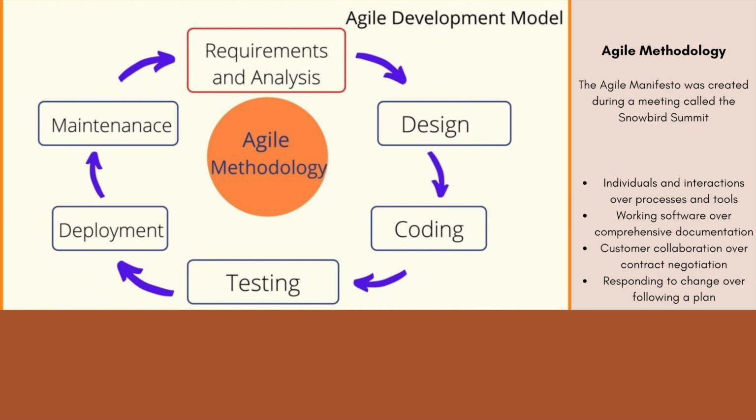The Agile Manifesto was actually created during a meeting called the Snowbird Summit. It was developed to accommodate all the shortcomings of the waterfall model in software. It focuses more on individuals and interactions instead of processes and tools. So more and more teams and people will interact with each other and try to solve the problem and understand it in a better way, instead of having more and more processes and tools to solve it.